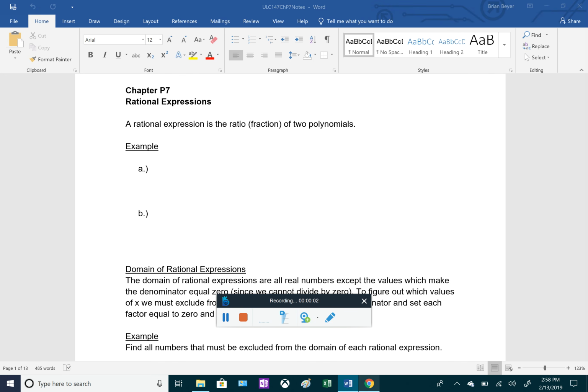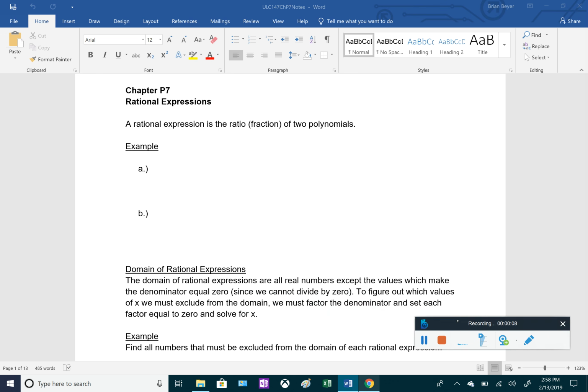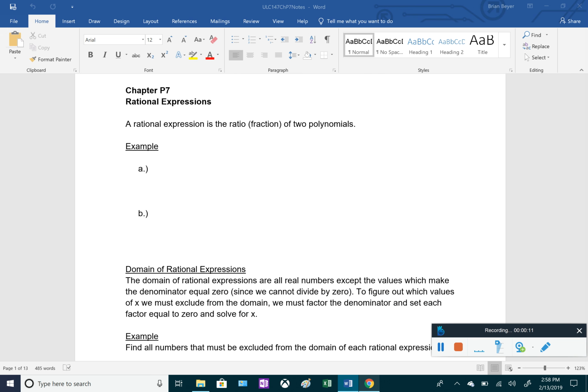Okay, chapter P7 is rational expressions. So a rational expression is a fraction with a polynomial in the numerator and a polynomial in the denominator. So it's a ratio of two polynomials, hence the name rational expression. So two examples of this.